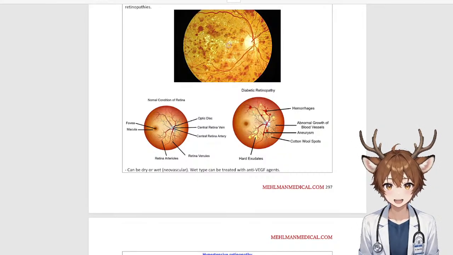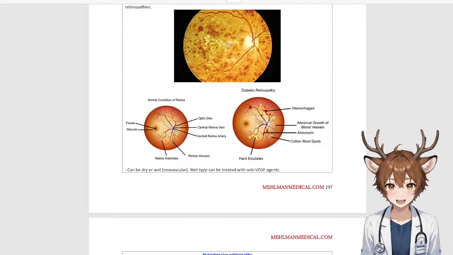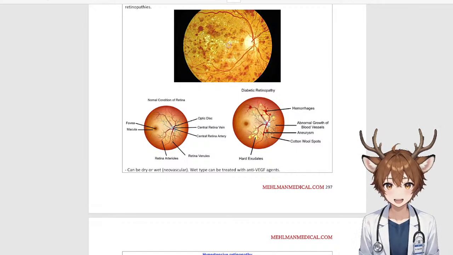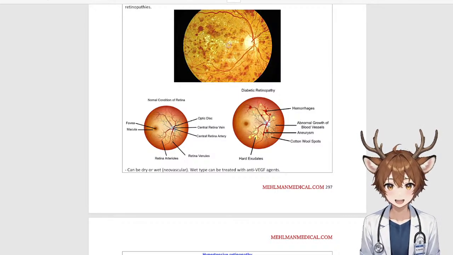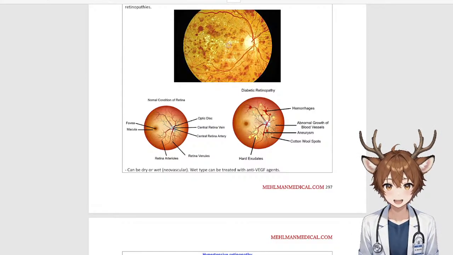Okay, so here's a little image right there for you. We also have this is normal condition of retina. This is a diabetic retinopathy. So we have a fovea, macula, retinal arteriole, retinal venule, central retinal artery, central retinal vein, optic disc.